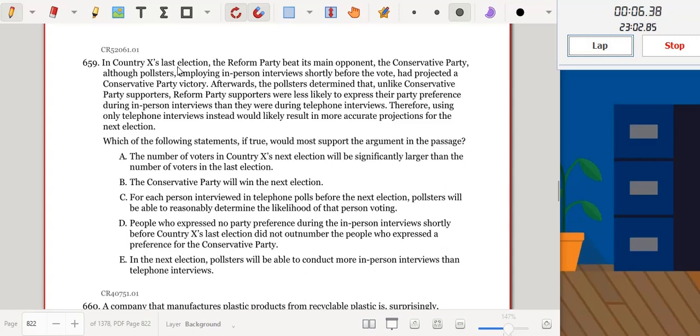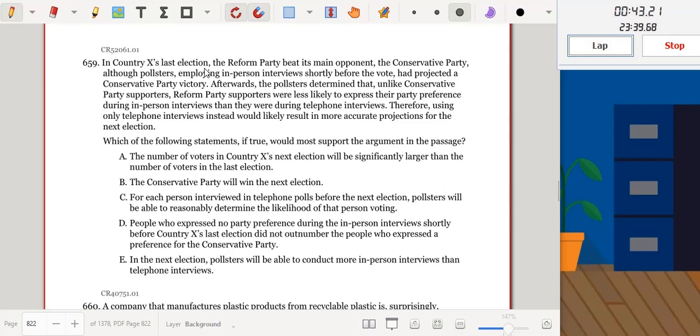659. In country X's election, the Reform Party beat its main opponent, the Conservative Party, although a pollster employing in-person interviews shortly before the vote had projected a Conservative Party victory. Afterwards, the pollster determined that unlike Conservative Party supporters, Reform Party supporters were less likely to express their party preference during in-person interviews than they were during telephone interviews. Therefore, using only telephone interviews instead would likely result in more accurate projection for the next election.